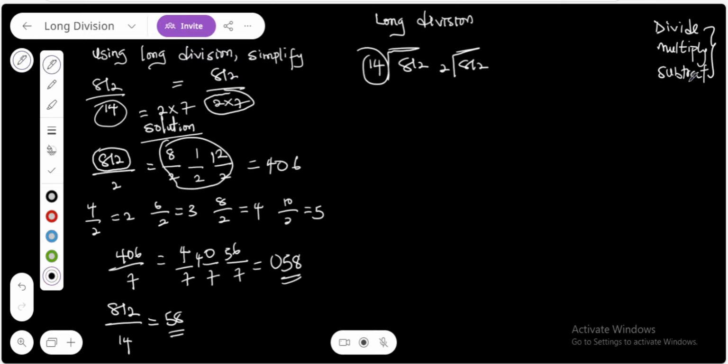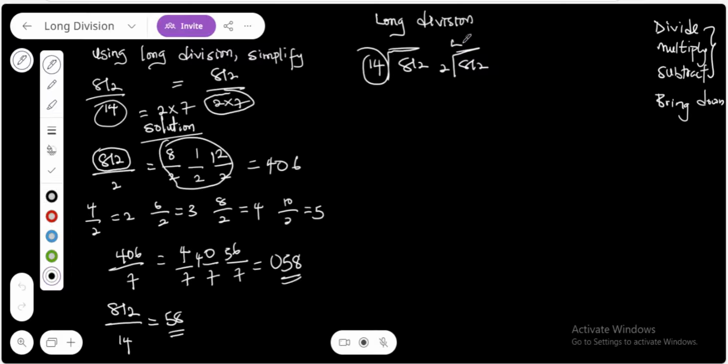Now, once you've been able to carry out these 3 steps, that is when you can bring down the next digit. Remember, we are dividing digit by digit, starting from the very first digit. So you continue these 3 steps until you are done bringing down all digits and there's no digit to bring down again. So starting from the first digit, 8, let's divide first.